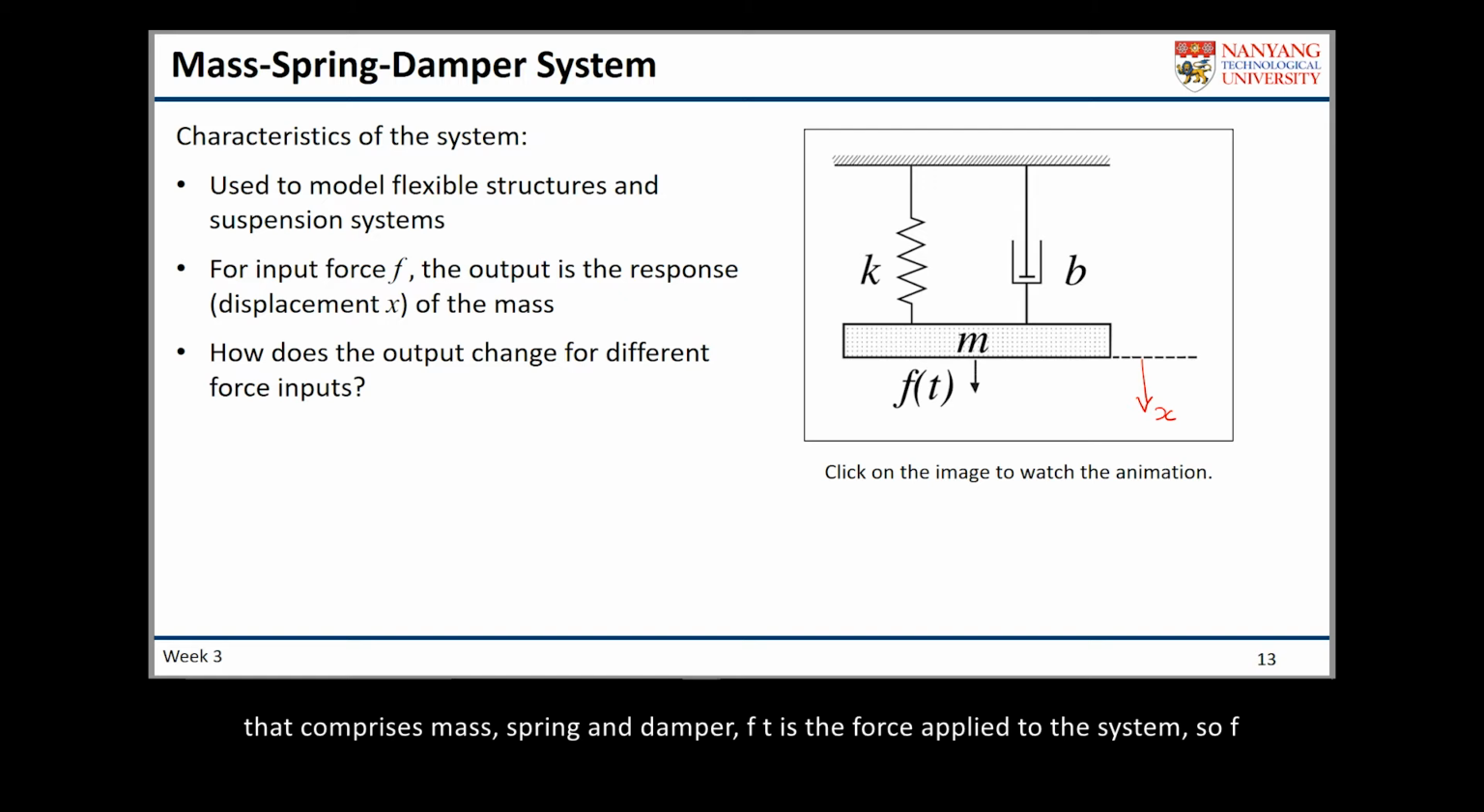So in this system that comprises mass, spring and damper, Ft is the force applied to the system. The force Ft is the input to the system, and as a consequence the mass will be displaced by x. So the displacement x is the output of our system. Okay, we are now going to model the relationship between input f and the output x of the system. To have a better illustration of this system, you can take a look at the animation of this system.